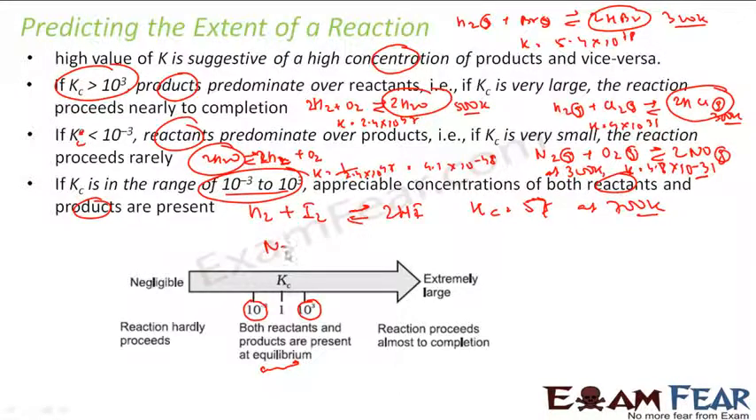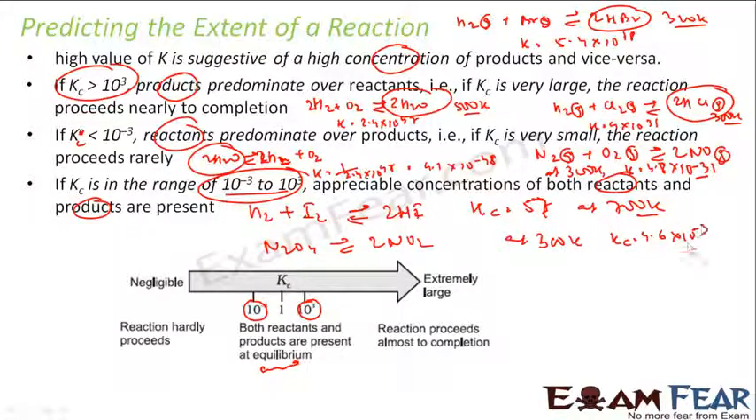Or you can see N2O4 also decomposes to NO2. This is also one reaction. At almost 300 Kelvin, this Kc will be 4.6 into 10 to the power minus 3. Again, this is not very high and not very low. So in this case also, both the reactant and product will be in comparable quantity. The point I am trying to say is, just by looking at the value of Kc, I can tell how much of the reaction will happen.